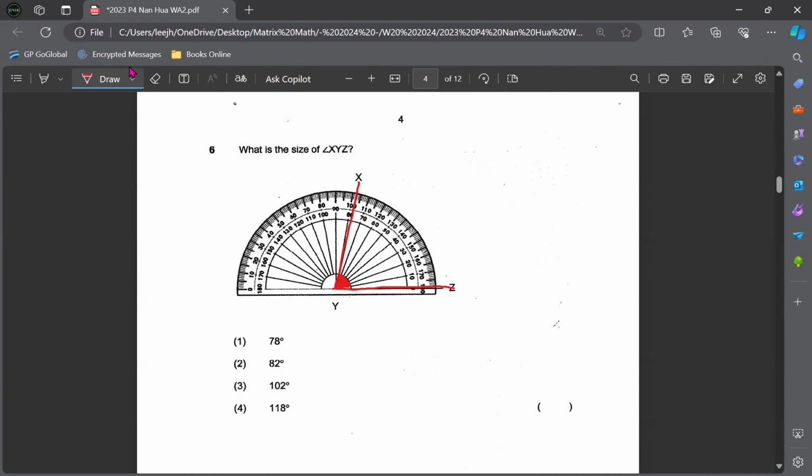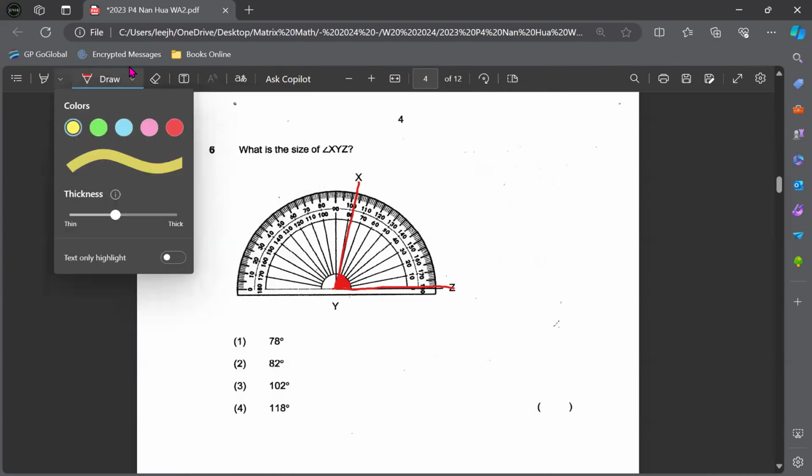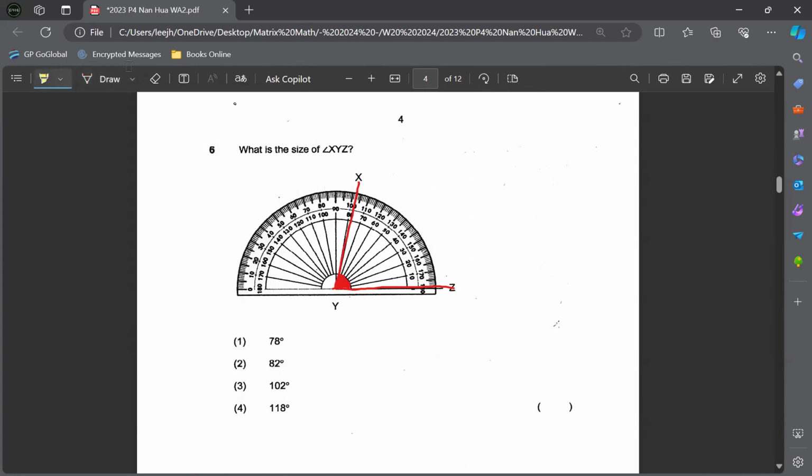Okay, so I need to measure what is this angle here. So if you look at this, I use a yellow highlighter. We are reading the inner scale reading because the zero starts from here. Can you see? Okay, so we read all the way up to here. So it's how many? So I'm going to read all the way up to this point. So it's actually less than 80.